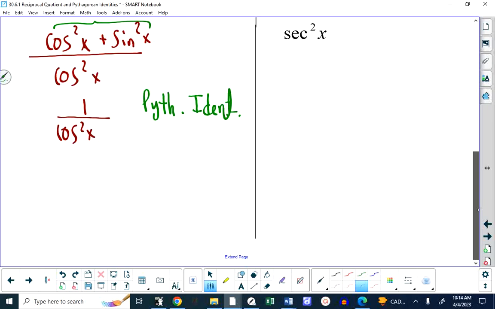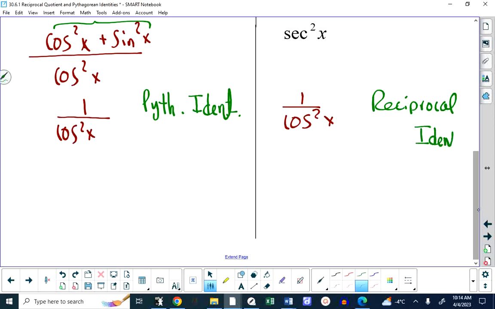I'm just going to go here. This is 1 over cos squared of x. Why? Because of a reciprocal identity. And I've chosen this as the first proof in this unit because it makes use of a quotient identity, a Pythagorean identity, and a reciprocal identity. And then at the bottom of this, you write left side equals right side. Any questions with that?